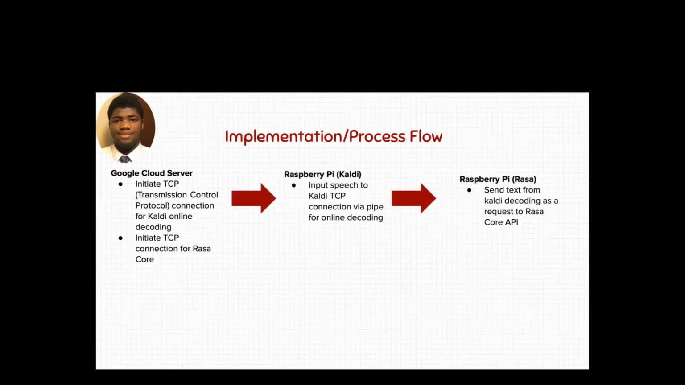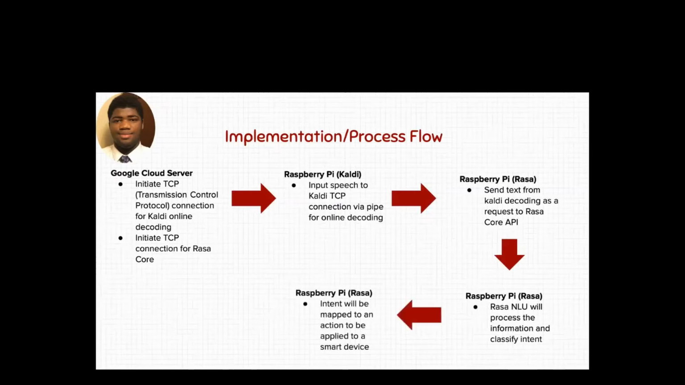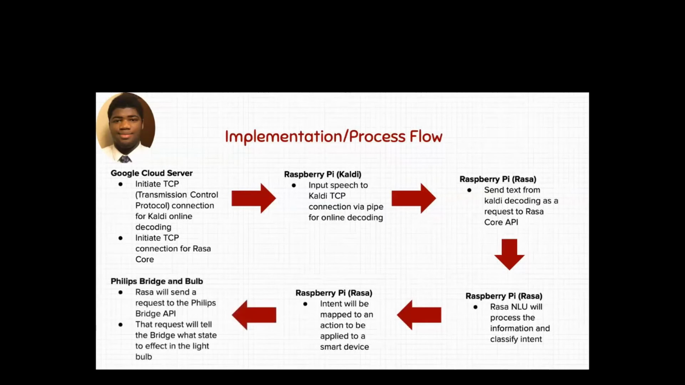Next up on the Raspberry Pi, Rasa takes the text from the Kaldi decoding and sends it as a request to the Rasa Core API. After that, the Rasa NLU will process the information and classify intent. Next, the intent will be mapped to an action, which will later be applied to a smart device. That device, being the Philips bridge, will be able to request an API, and that request will tell the bridge what state to affect in the light bulb.